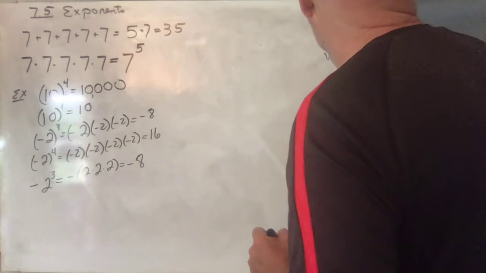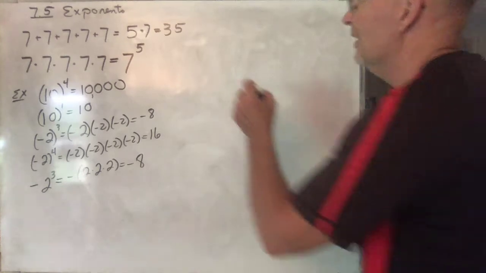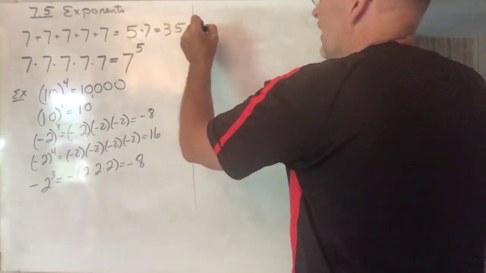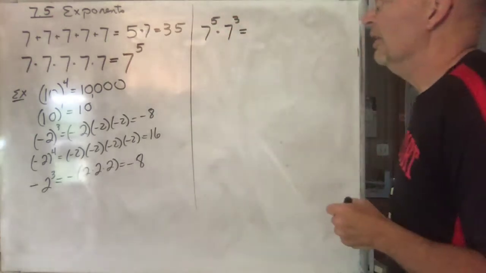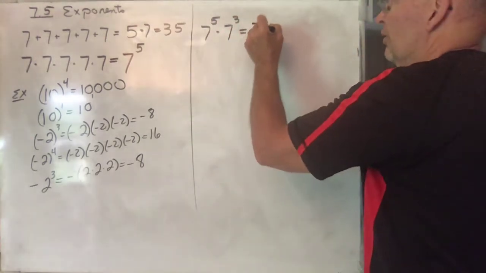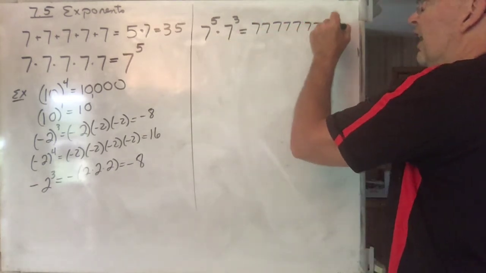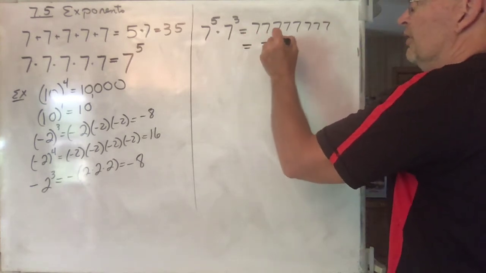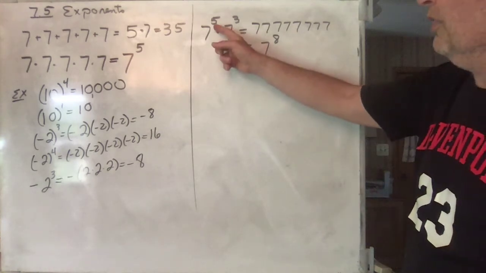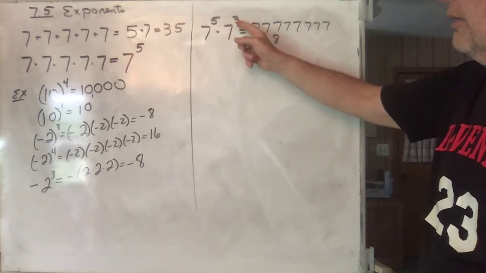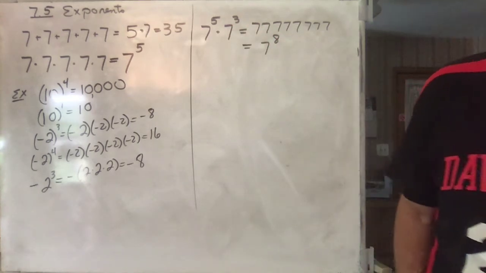So now what else can we do? I guess I better keep track of my notes here. If I have 7 to the 5th times 7 cubed, okay, what's that going to be? That's going to be 1, 2, 3, 4, 5. That's what this stands for. This stands for that. And notice that's just 7 to the 1, 2, 3, 4, 5, 6, 7, 8, 8th power. So if I have one thing to a power times another thing to a power here, you just add the powers, add the exponents, and you're going to get 7 to the 8th.